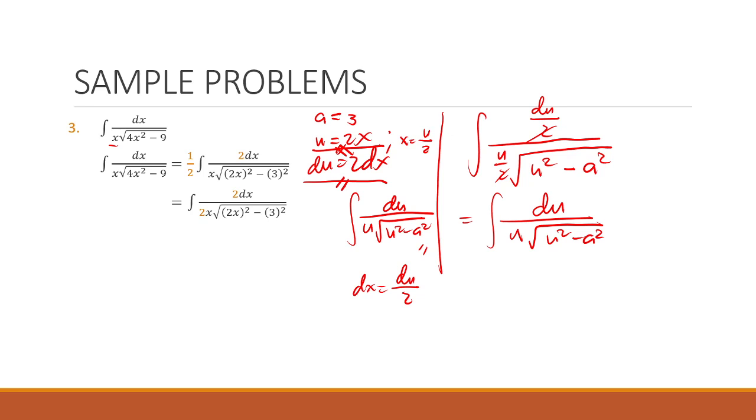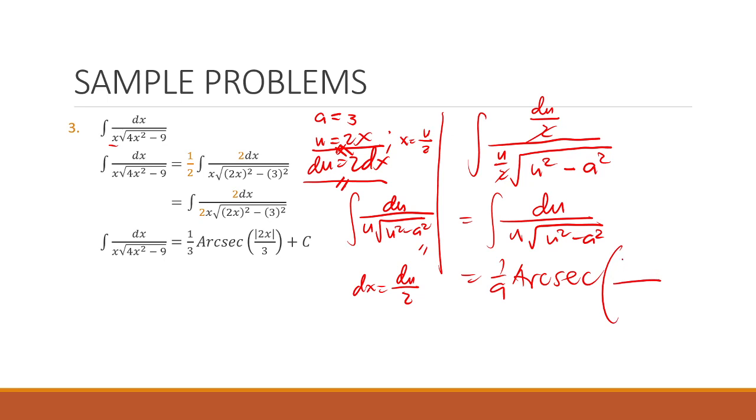Okay? So let's now proceed with the application of the antiderivative. So 1 over a, right? Arcsecant of absolute value of u divided by a plus c. Okay? Where a is 3, u is 2x, so here 2x. Then a again is 3 plus c. This is now the final answer. Okay.